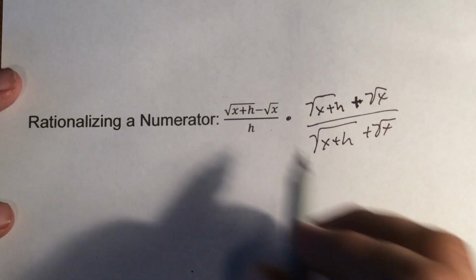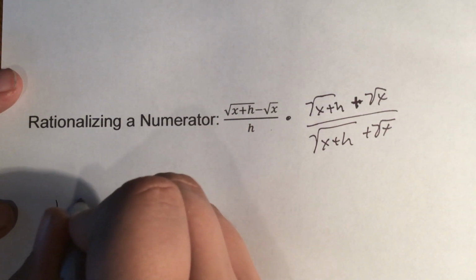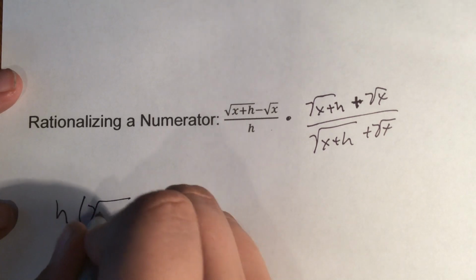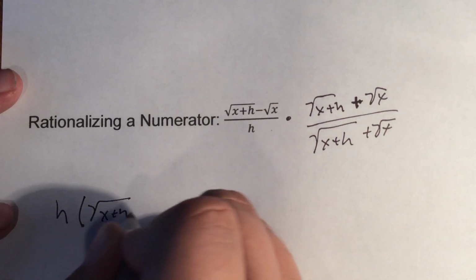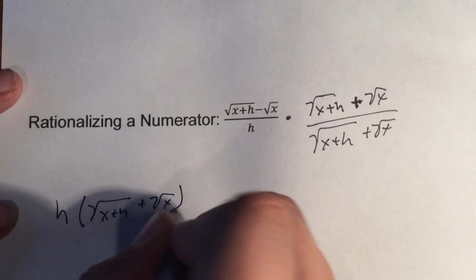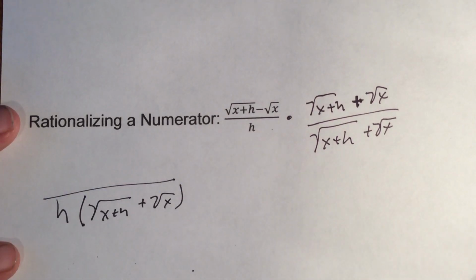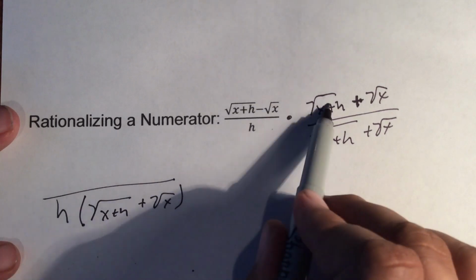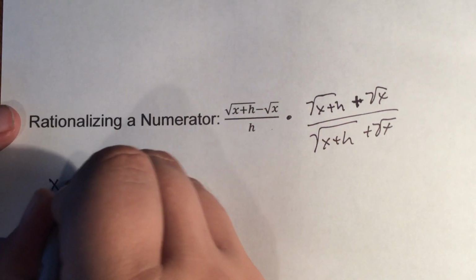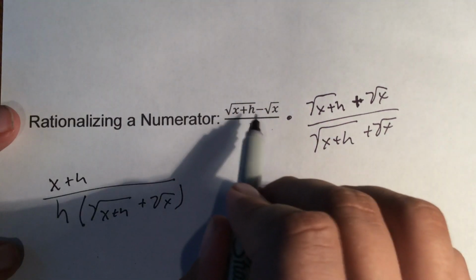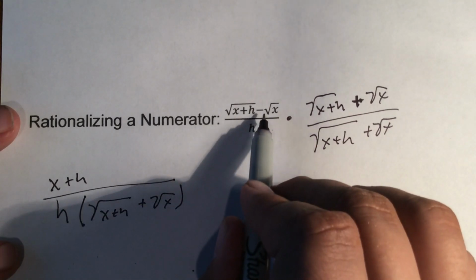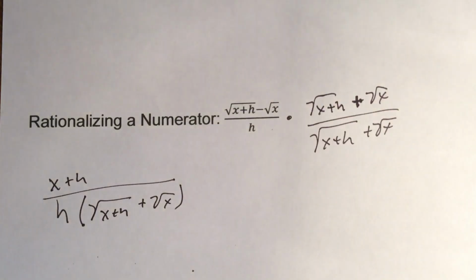Well, what's going to happen here? Well, the bottom is going to be h parentheses square root of x plus h plus the square root of x. And I'm going to show you why I'm going to leave it like that and not distribute an h in. Top-wise, we would take the first times each other and the square roots would cancel and we get x plus h. Because these are opposite signs, the middles are going to cancel. So we're not even going to worry about those.